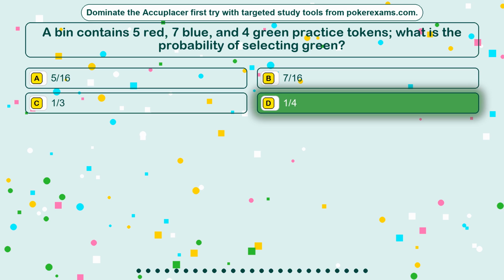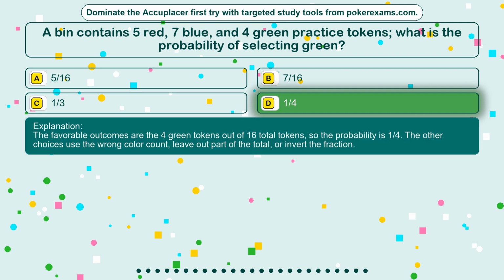The correct answer is option D, 1/4. The favorable outcomes are the 4 green tokens out of 16 total tokens, so the probability is 1/4. The other choices use the wrong color count, leave out part of the total, or invert the fraction.